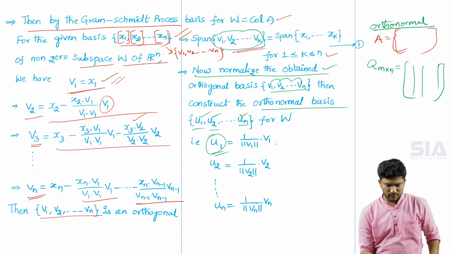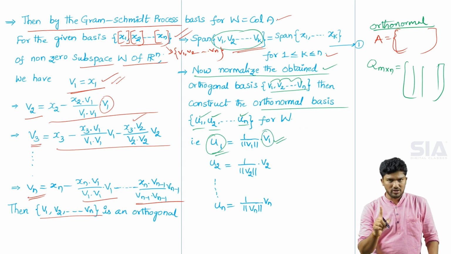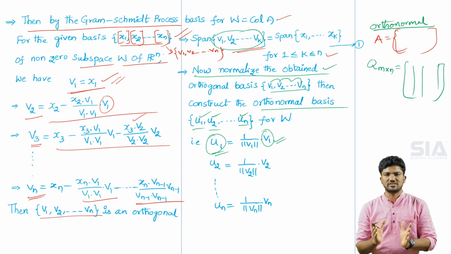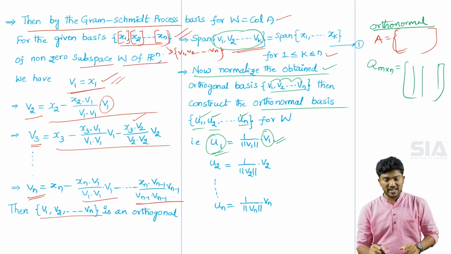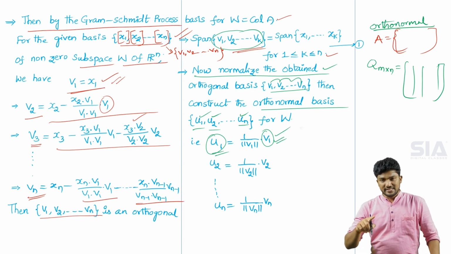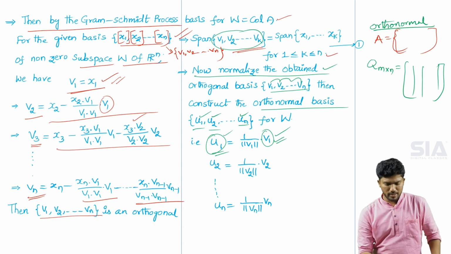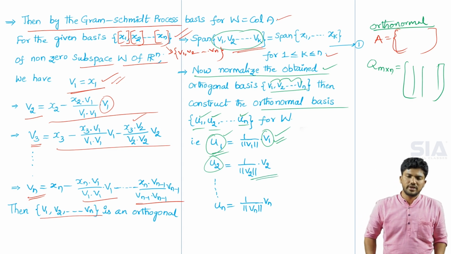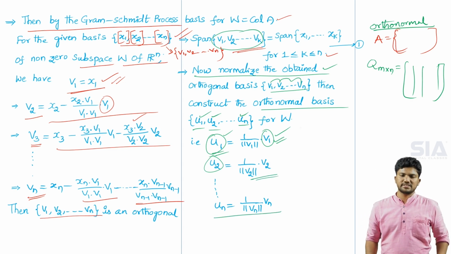So u suffix 1 is equal to 1 by norm v1 into v1, where v1 is the first orthogonal vector after completion of the Gram-Schmidt process. For that orthogonal vector we again have to find the length. Dividing the vector by the obtained length gives a resultant vector, which we take as u1. Similarly, u suffix 2 is equal to 1 by norm v2 into v2, up to u suffix n is equal to 1 by norm v suffix n into v suffix n.